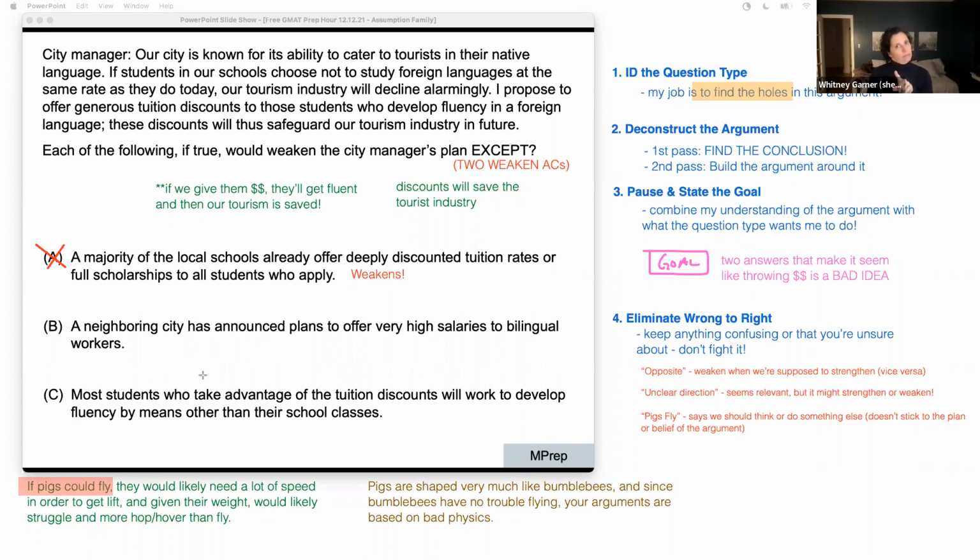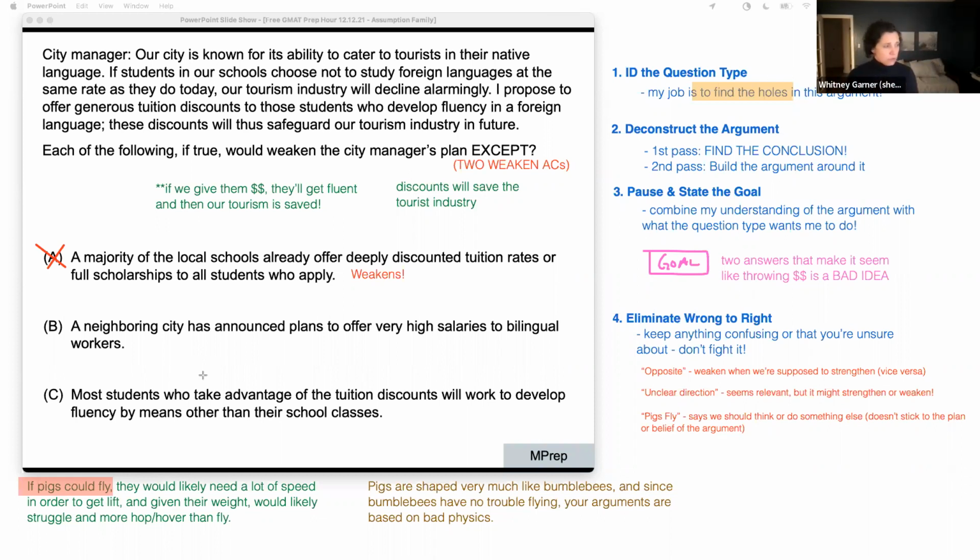Wait a minute. Maybe I'll leave it, but I do have this thought: what happens if I put these folks through school? I give them these big giant tuition discounts so that they can come to the school for free to low cost, so that they become bilingual. They become bilingual, and then they move to the neighboring city that is paying bilingual employees a lot of money. That would be very bad. So I'm going to leave that. Let's see what C says.